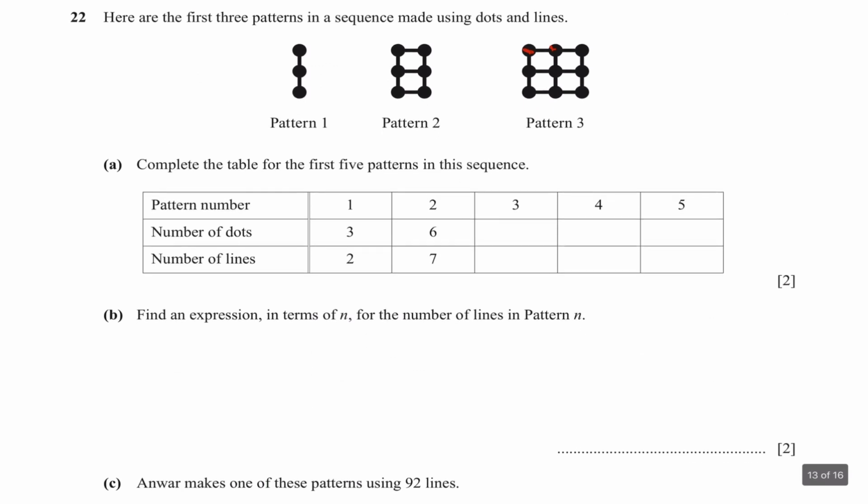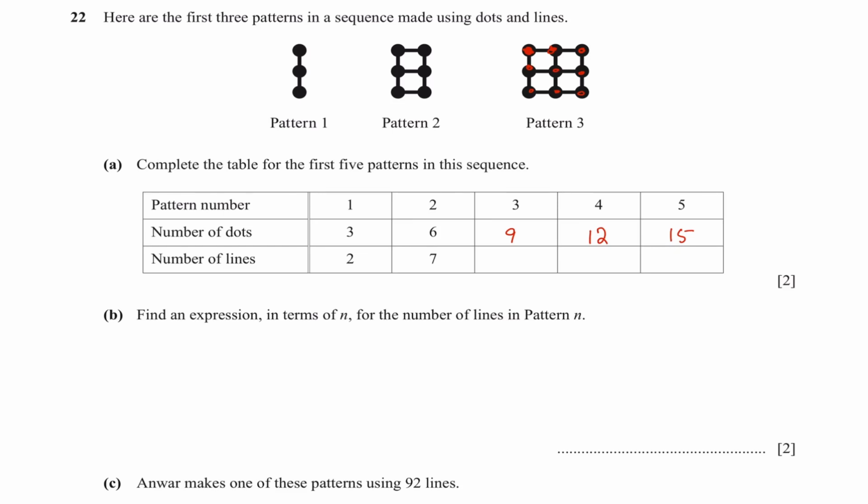Okay, 22 number sequences. Let's fill up the pattern first. So in pattern number 3, we can see that we have 1, 2, 3, 4, 5, 6, 7, 8, 9. So we have 9 dots in pattern 3. And if we continue by this pattern, we're going to have 12 and 4 and 15 and 5.